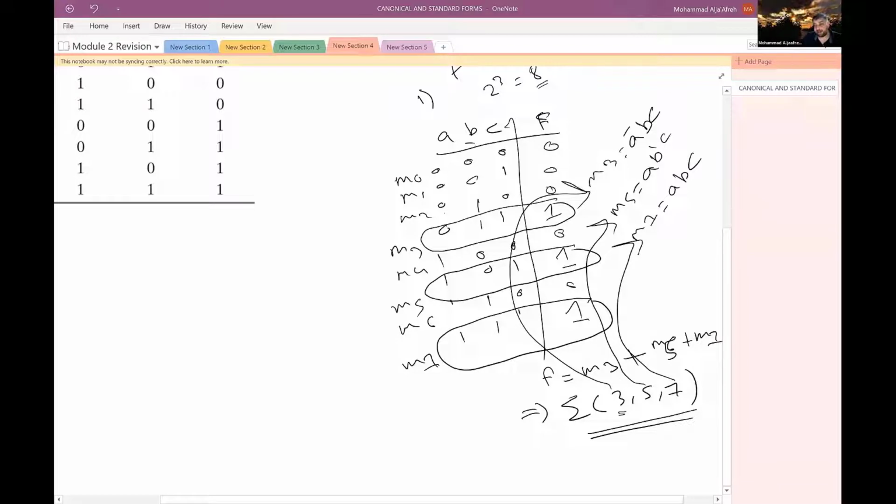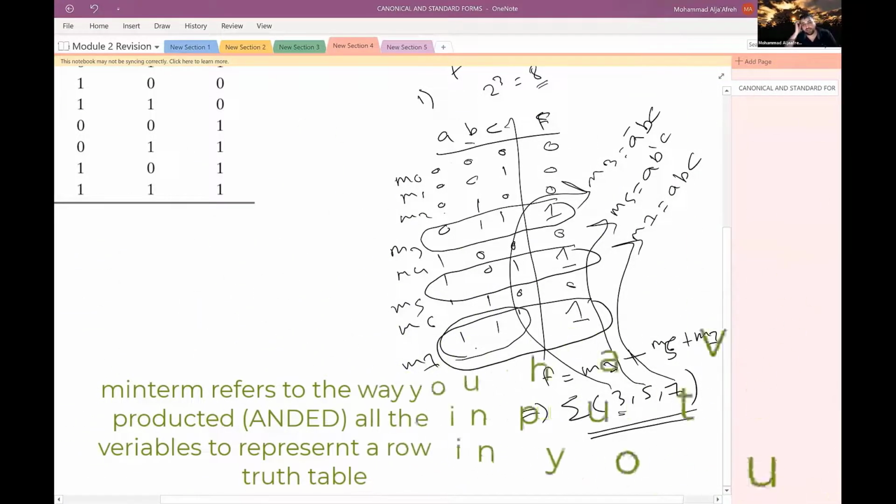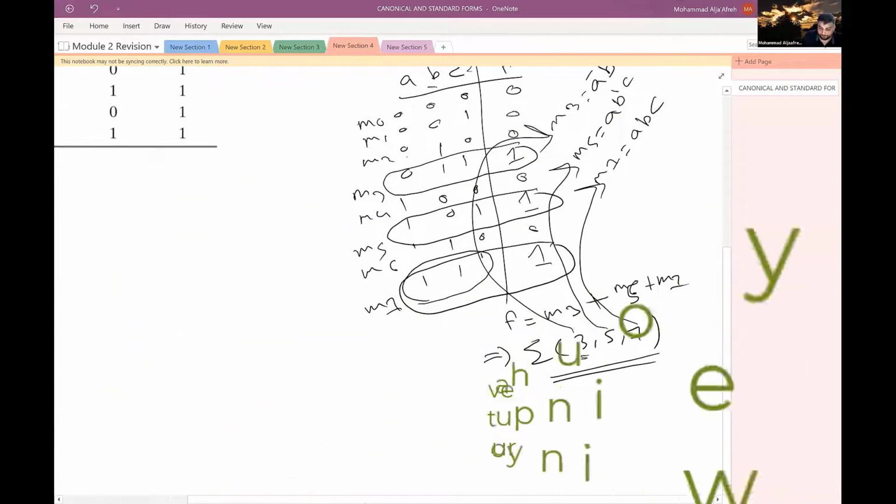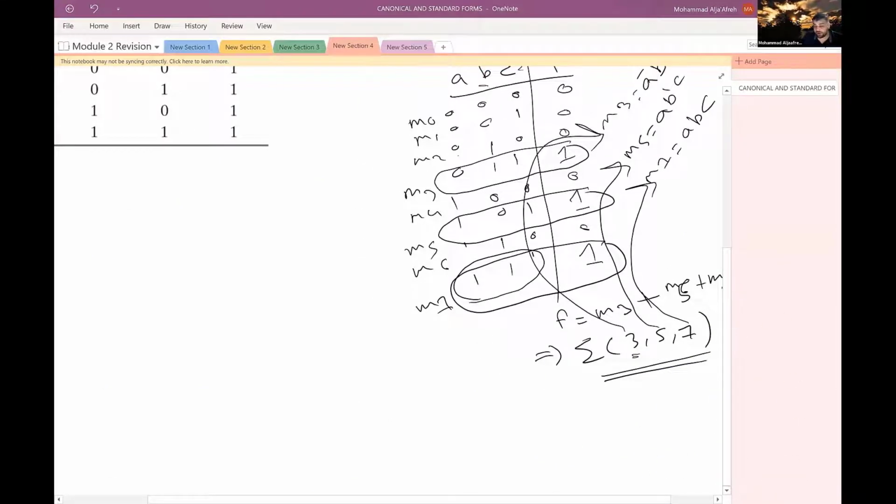Some guy now will ask me, I'm not seeing the chat because I have a lot. Some guy will say, okay, what do you mean by a min-term? The min-term is the way that you describe each row in your truth table. So that is the min-term.